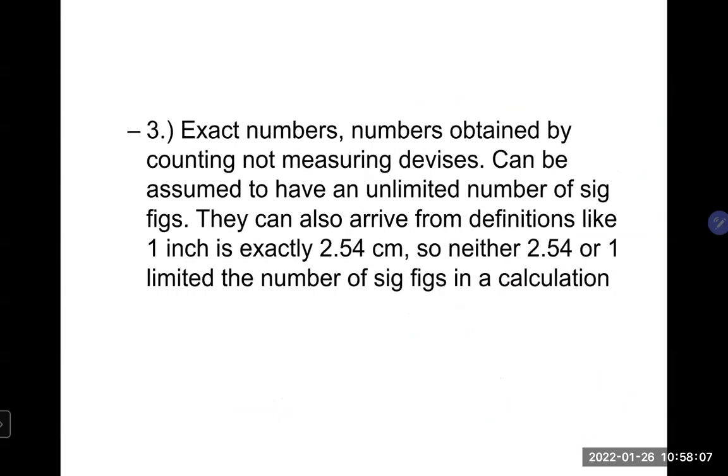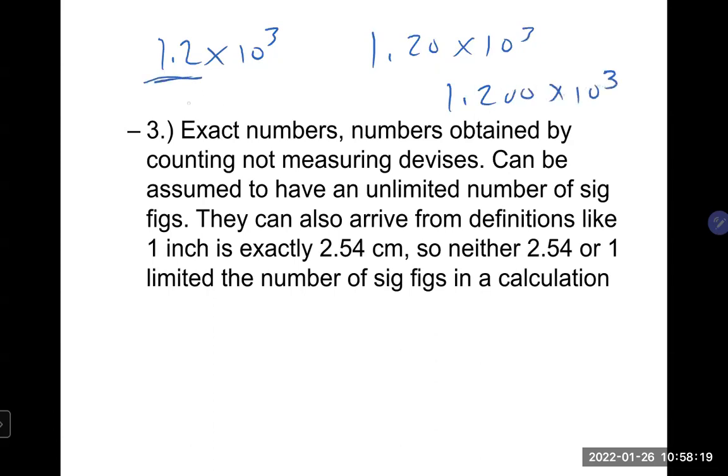For example, if I wrote 1.2 times 10 to the 3 versus 1.20 times 10 to the 3 versus 1.200 times 10 to the 3, this number has 2 significant figures, right? But if I needed 3, I could write it like that, which would then have 3 significant figures. Or if I needed something like that, it would have 4 significant figures.